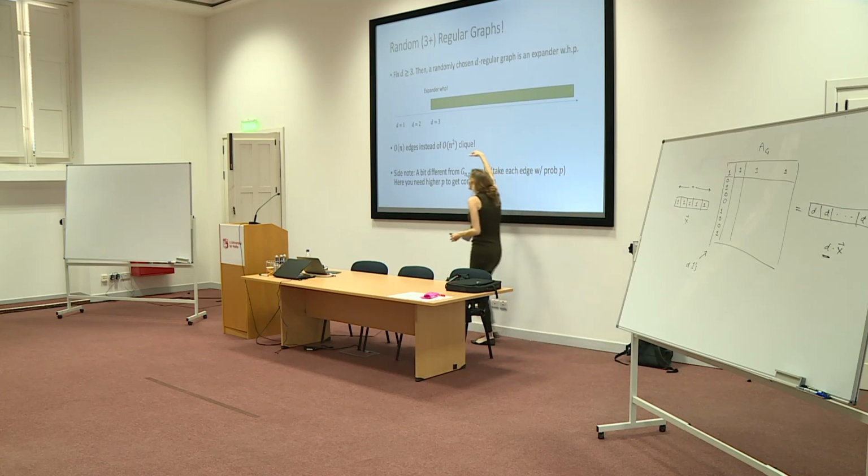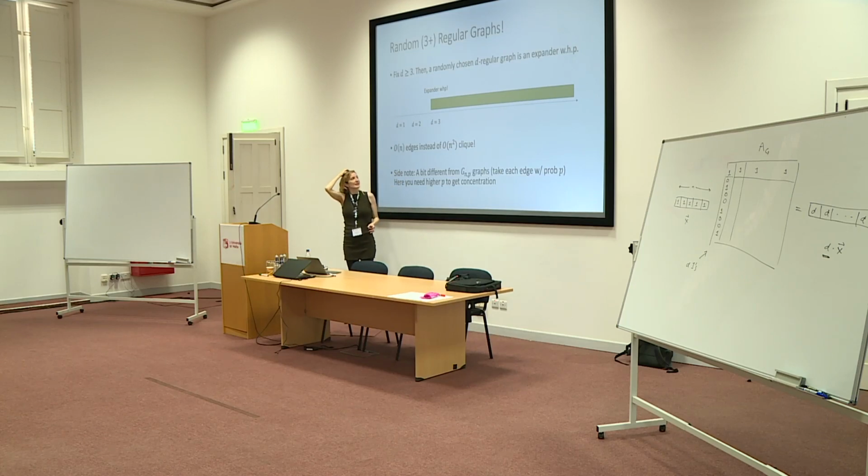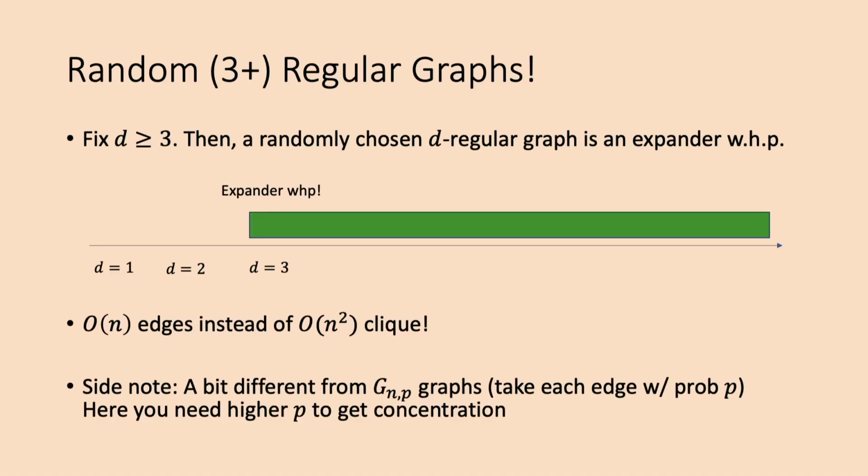And one of the really fantastic things about this, going back to one of the questions that came up, is that instead of something like the clique, which has a lot of edges, n squared edges, okay, these graphs have order of n edges. For example, each node only has 3, so I can't possibly have more than 3n over 2.